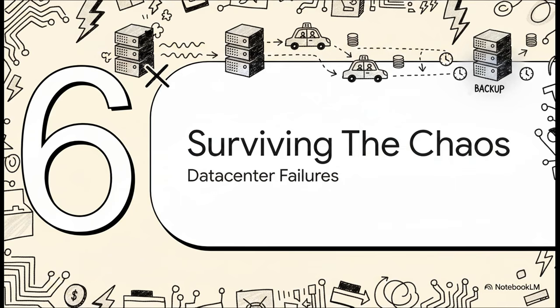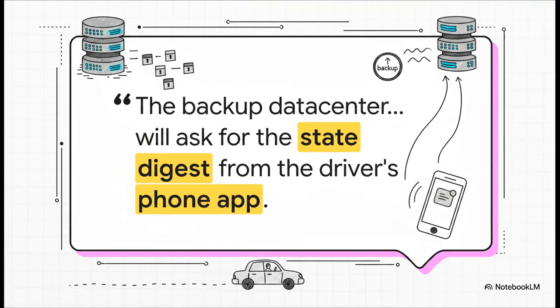And finally, Section 6, surviving the chaos, handling data center failures. This is the ultimate engineering nightmare. What actually happens if a primary back-end data center literally loses power while hundreds of thousands of trips are mid-ride? The solution they came up with is absolutely brilliant. Uber doesn't just copy massive databases over in real time. Instead, they actually use the driver's own smartphone as the failsafe.